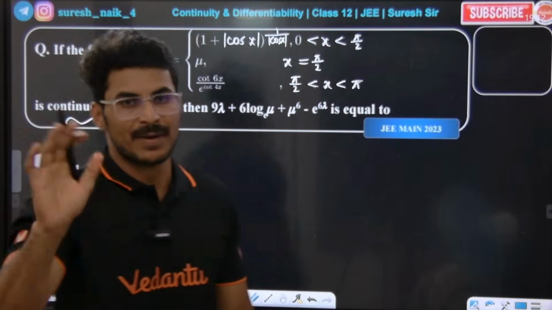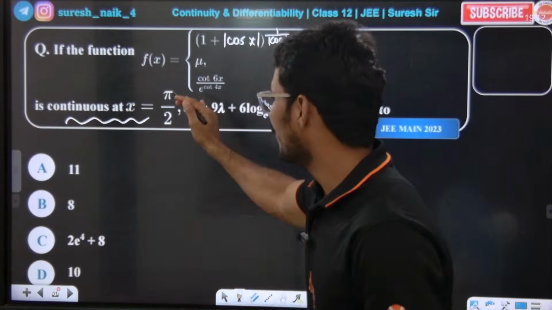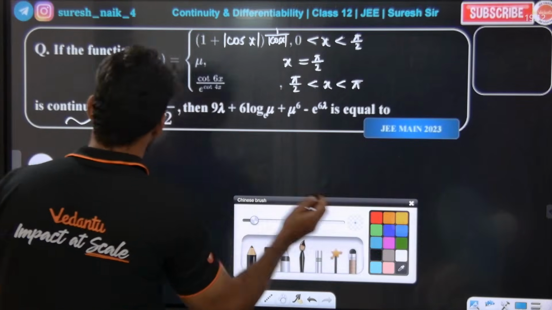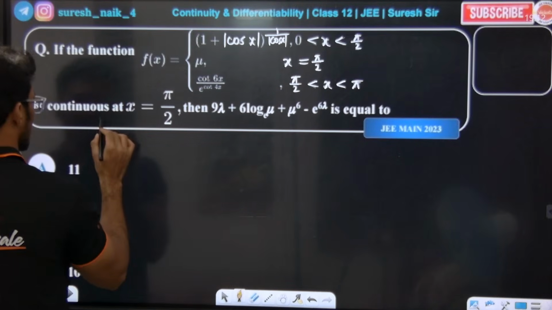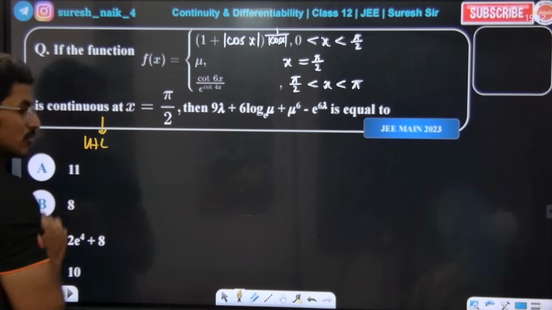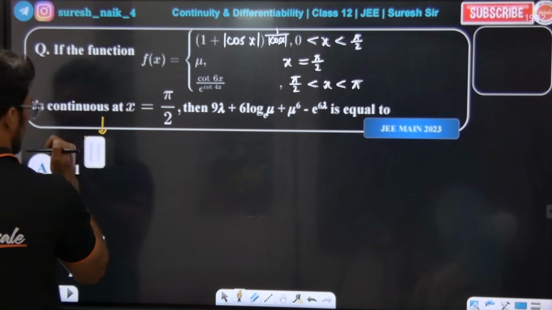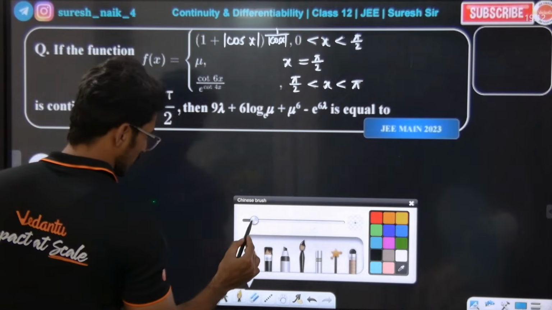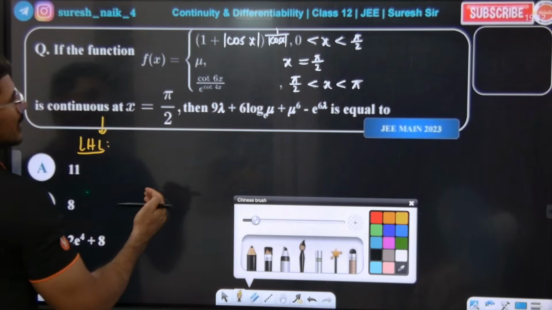Guys, don't be afraid of the function. It just says continuous at x is equal to pi by 2. Same logic, same formula. I'm going to do the same logic again. LHL should be equal to RHL. Can you see the board clearly? Yes sir. How do you do the LHL? LHL is basically less than 90.